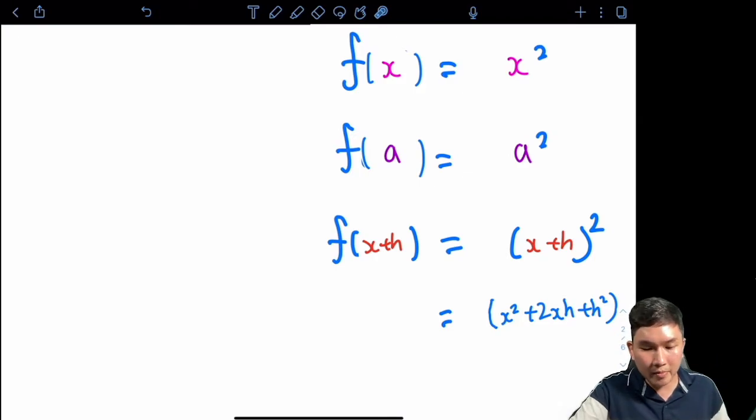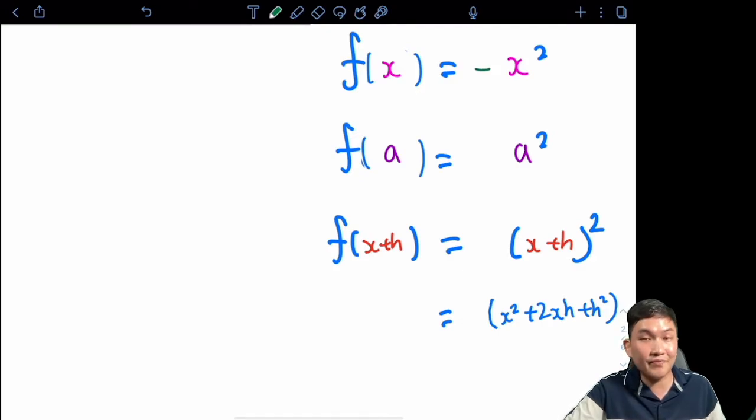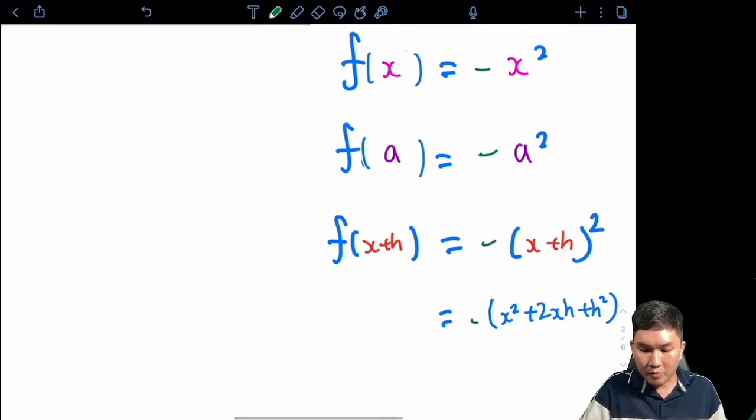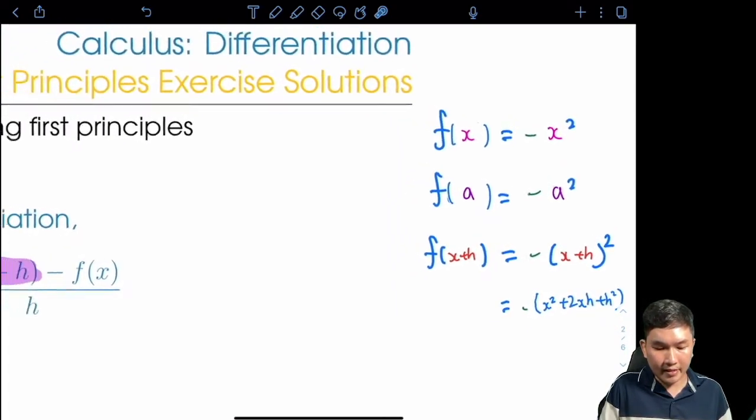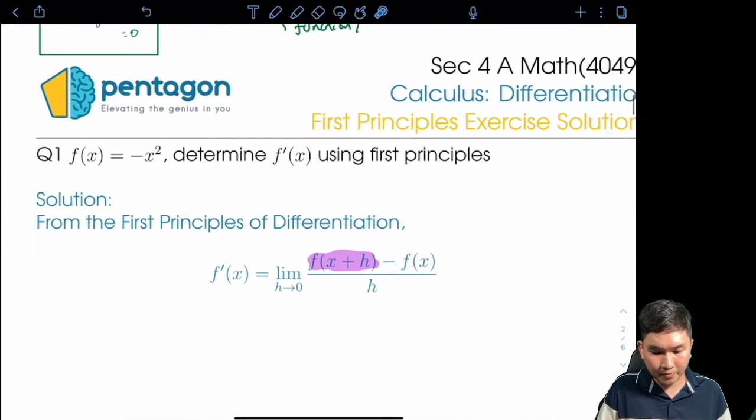Now, one thing to remember about this question is we are not dealing with x squared, we are dealing with negative x squared. So all these come with a negative sign. So this is going to be negative x squared, negative 2xh, negative h squared. And that's what I'm going to write for my f of x plus h over here.